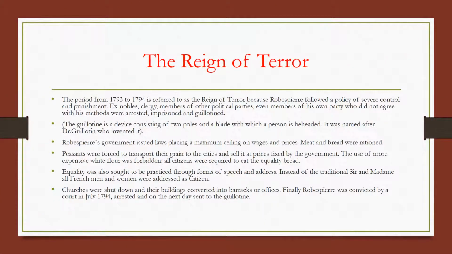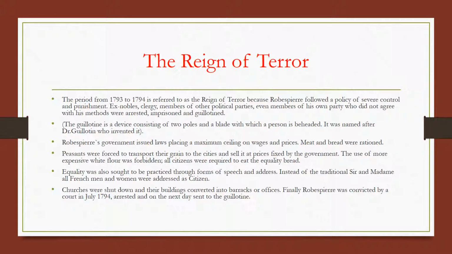Let us throw some light on the Reign of Terror. The period from 1793 to 1794 is referred to as the Reign of Terror because Robespierre followed a policy of severe control and punishment. Ex-nobles, clergy, members of other political parties, even members of his own party who did not agree with his methods were arrested, imprisoned and guillotined.